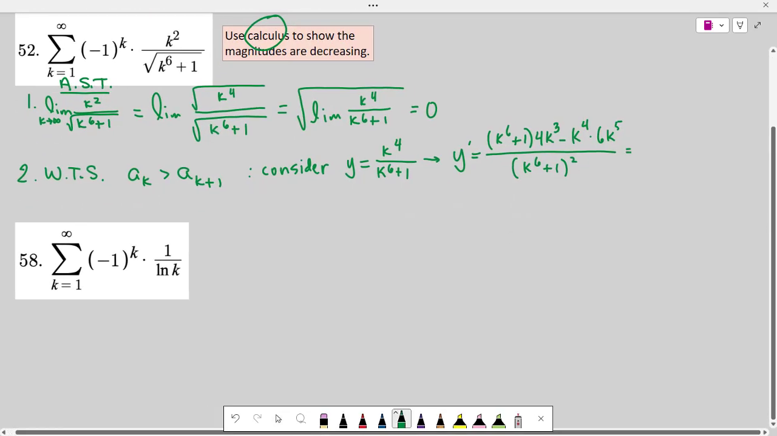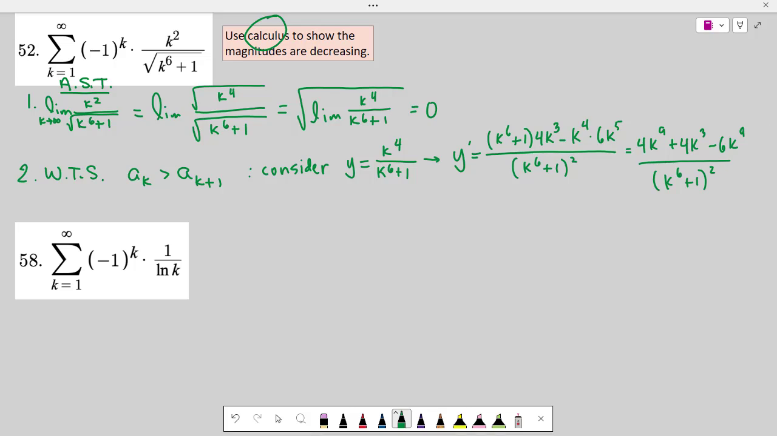Let's get some like terms going here. So we have 4k to the 9th in the numerator, plus 4k cubed, minus 6k to the 9th, all divided by, let's leave that alone for now. Wait, k to the 4th or k squared? We squared both top and bottom. We're looking at k to the 4 over k to the 6 plus 1. So if you have a sequence and you square all the terms, it's going to go to the same place if the original sequence is going to 0.